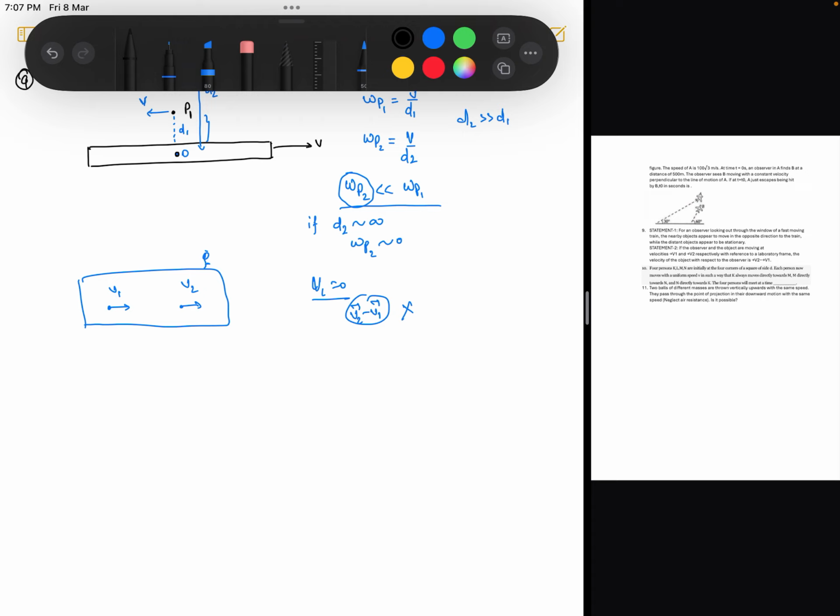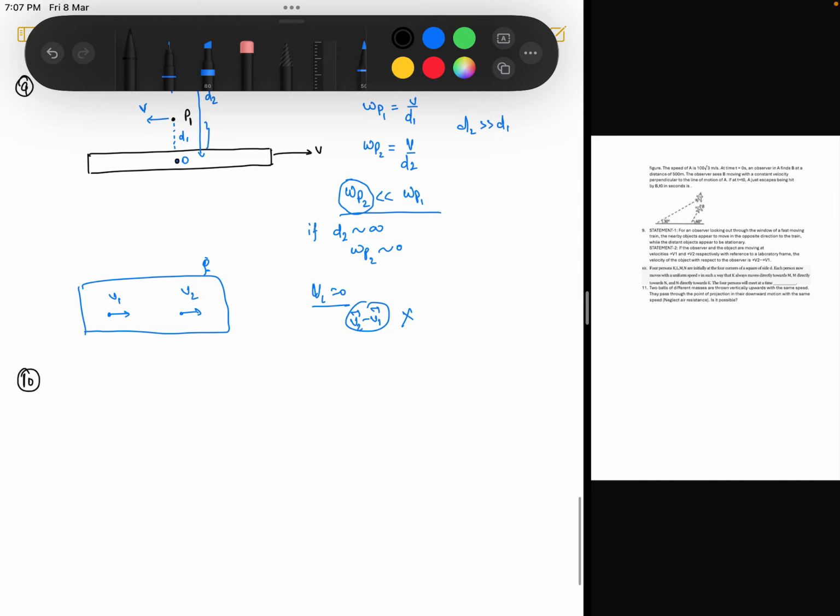Question number 10. It is a good question. Four persons K, L, M, N are initially at the four corners of a square of side D. Each person now moves with a uniform speed V in such a way that K always moves directly towards L.